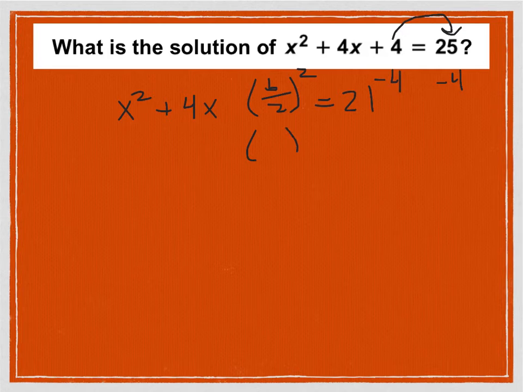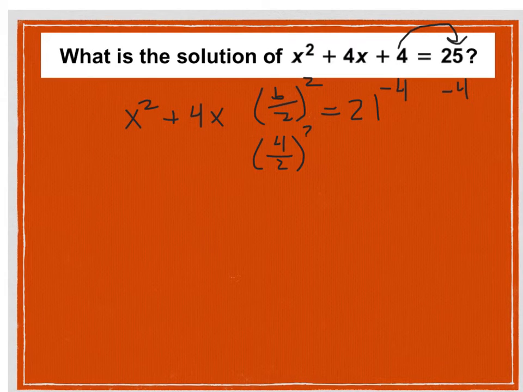So what's our b? 4. So 4 over 2 squared. What's 4 over 2? 2 squared. On the left side of the equation, we're adding 4 here. We're just pulling this 4 out of nowhere. So on the right side, in order to keep the equation balanced, we have to add 4 also. Since we're adding 4 here with this 2 squared, we also have to add 4 on the other side of the equal sign. Why are you adding 4 to the other side? Because that's what this 2 squared is. 2 squared is 4.